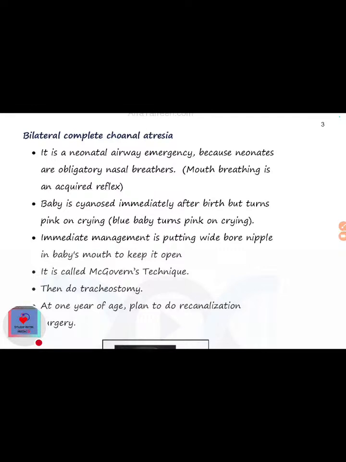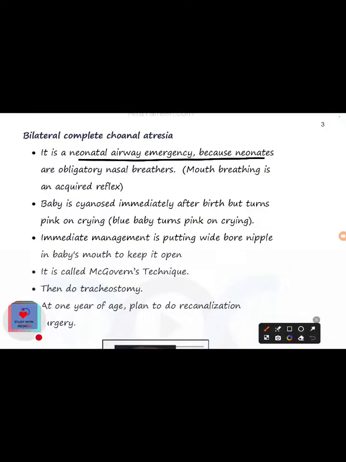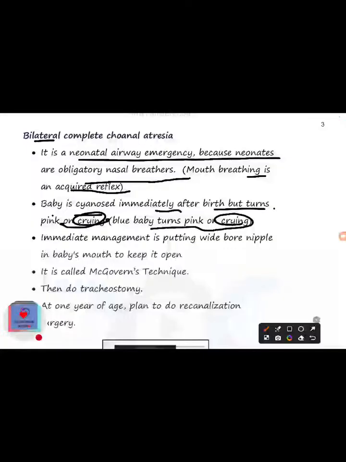And infants are obligate nasal breathers. They cannot breathe with the mouth like adults. So it is a neonatal airway emergency if it is bilateral. Because neonates are obligatory nasal breathers, mouth breathing is an acquired reflex. The baby is cyanosed immediately after birth, but turns pink on crying. A blue baby turns pink on crying.